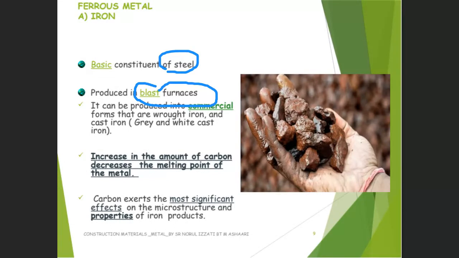Okay, there is also a relationship when we talk about iron with carbon production. Increasing the amount of carbon decreases the melting point of the metal. So if I ask you what would be the relationship to increase the melting point, that gives the implication for the proportion of the carbon. Carbon will exert the most significant effect on the microstructure and properties of the iron product. So you can see that at the end, the product will be different based on the proportion of carbon that we have during the manufacturing process.